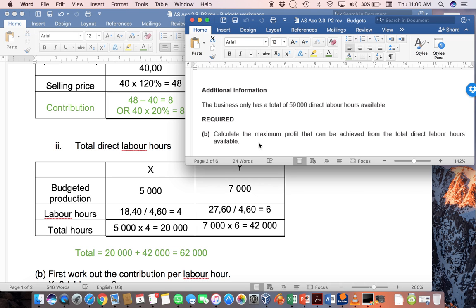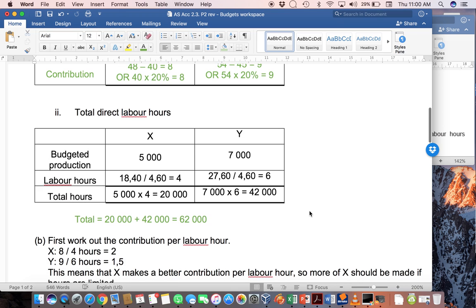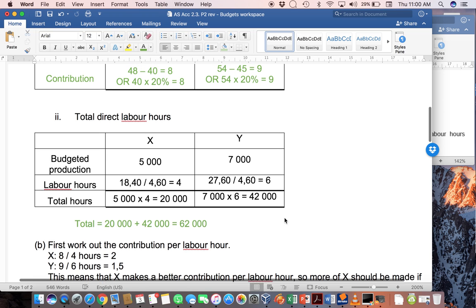We are then asked to calculate the maximum profit that can be achieved from the total direct labor hours available. In other words, with this 59,000 that you have, how much profit can you make as the absolute maximum? So we now need to decide what would we make of product X and what would we make of product Y. The first thing I'm going to do is try and see which of my products is actually going to be most profitable based on the labor hours.